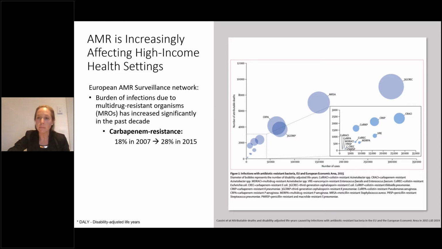And the size of these bubbles over here indicate the burden of resistance due to a number of different resistant organisms, and we can see third generation cephalosporin resistant E. coli causing a significant burden of disease there with the largest bubble, as well as MRSA, and down here this box that's the inset zooms in on the carbapenem resistant organisms and really indicates that we're seeing such rapid acquisition of resistance across so many health settings across the globe, including these high income country settings.